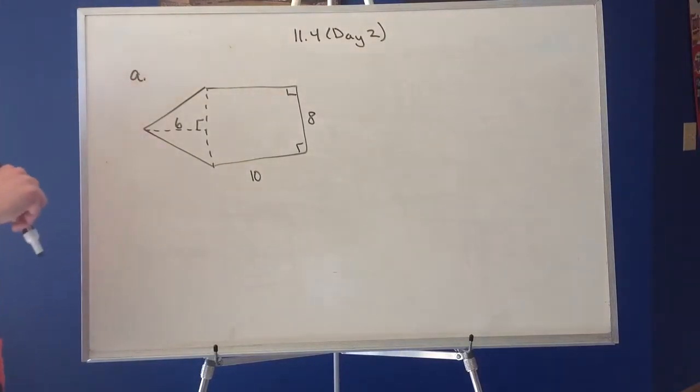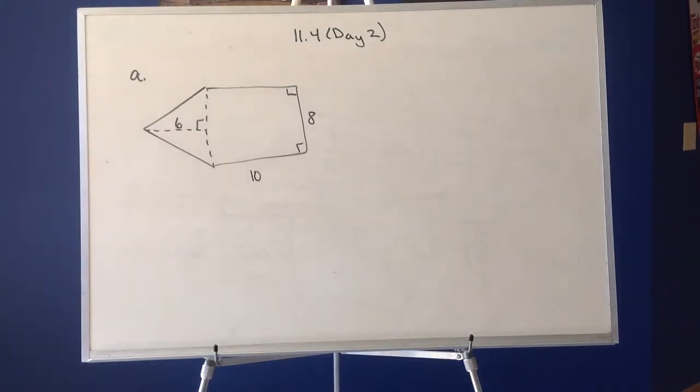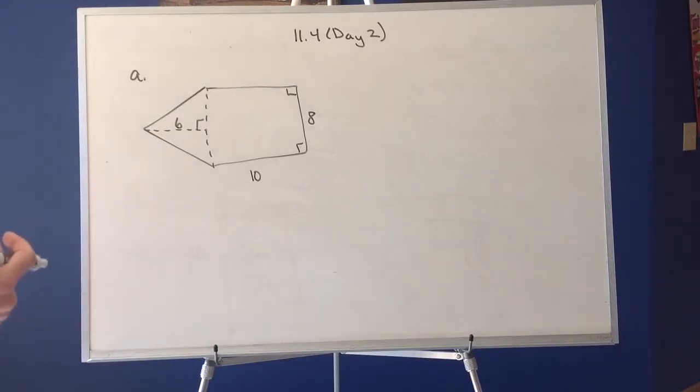What we're going to look at today is some more composite shapes, which means where we have to add and subtract things. We did a bunch of them with subtracting a few days ago. Now we're going to do some where we can do some adding as well.